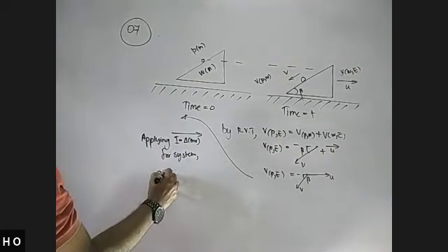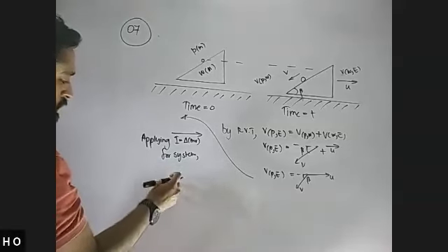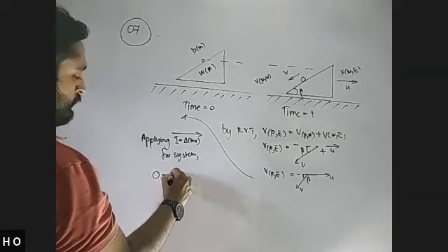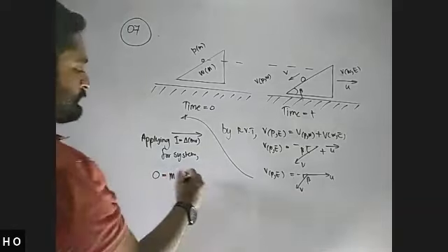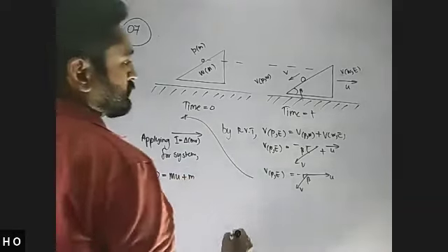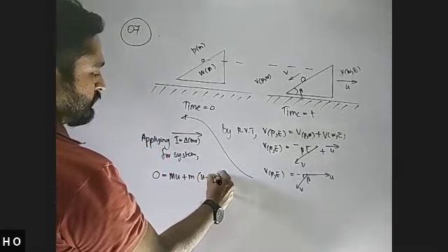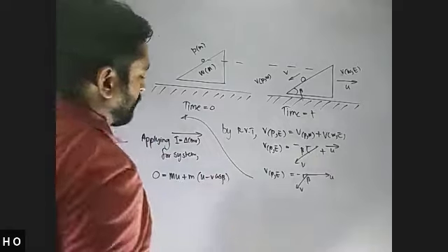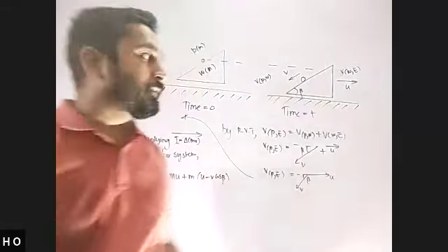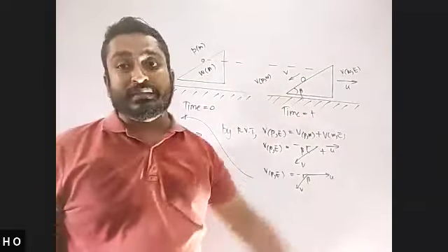So at the start, it is 0. 0 equals, afterwards, it is mu plus m into u minus v cos beta. That is, after a certain time, because for any time linear momentum is conserved.